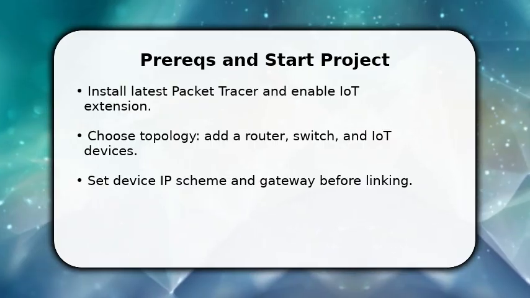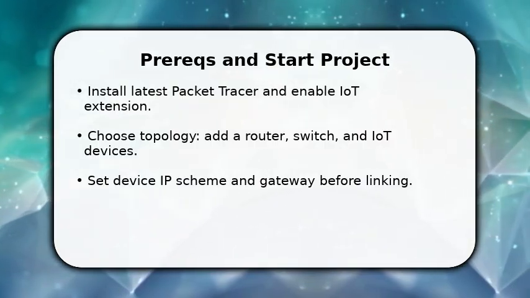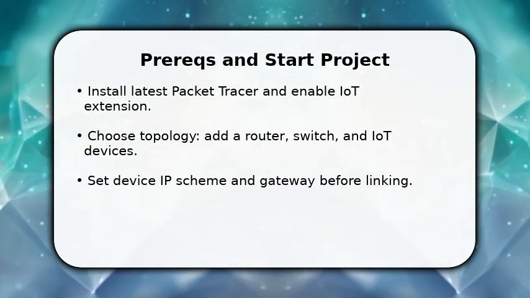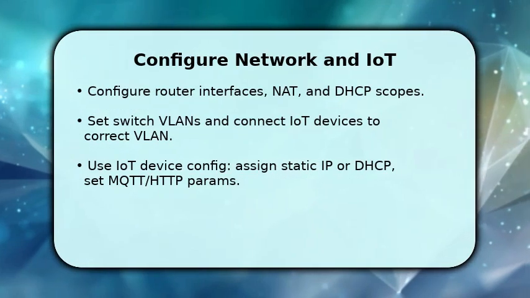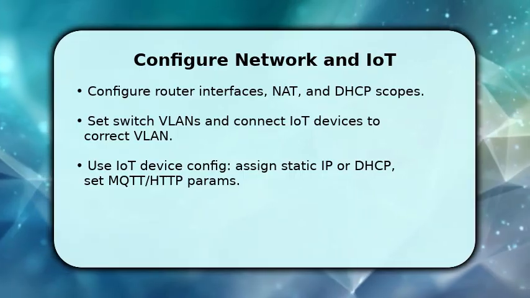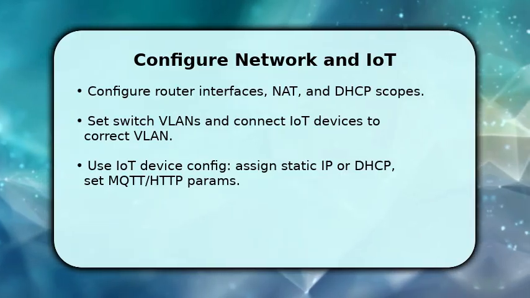Begin cabling. Use copper straight-through from devices to switch and switch to router. You now configure the router interface IP and enable DHCP with an appropriate scope so devices automatically get addresses. That makes scaling faster. Then create a VLAN on the switch and assign IoT ports to an isolated VLAN for security.